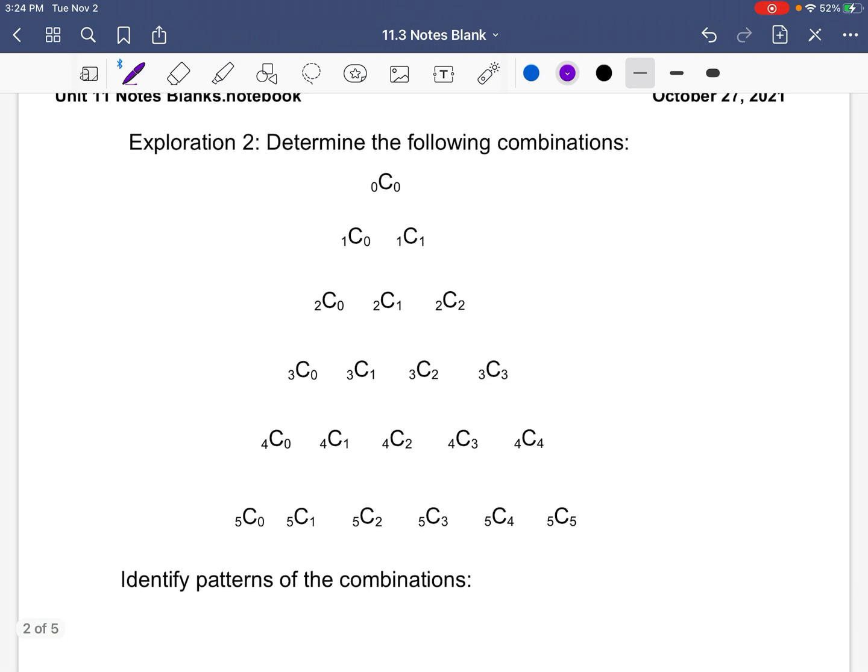Next up, we are going to determine the following combinations. So using your calculator, figure these out. They equal 1; 1, 1; 1, 2, 1; 1, 3, 3, 1; 1, 4, 6, 4, 1; 1, 5, 10, 10, 5, 1. So identify any patterns.